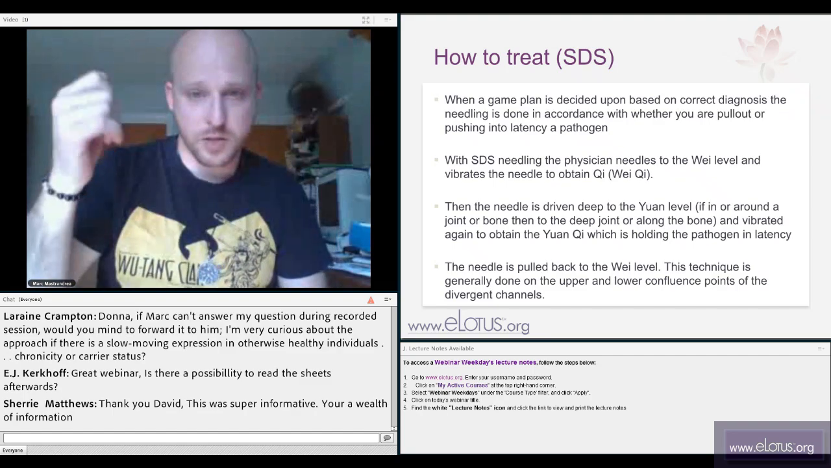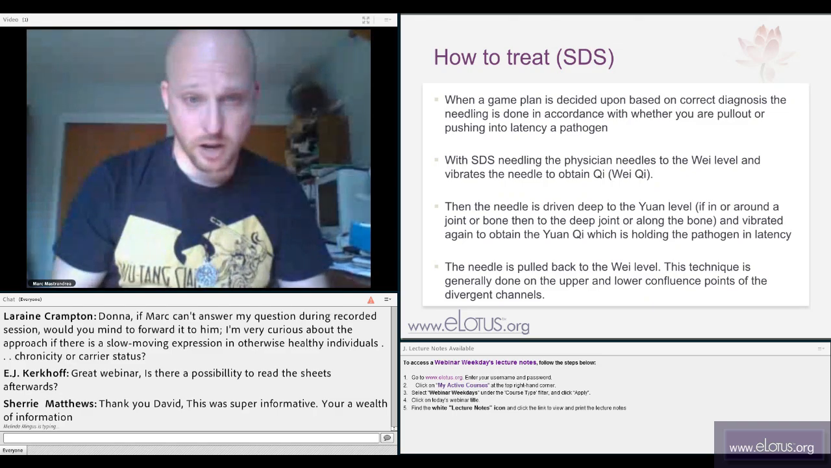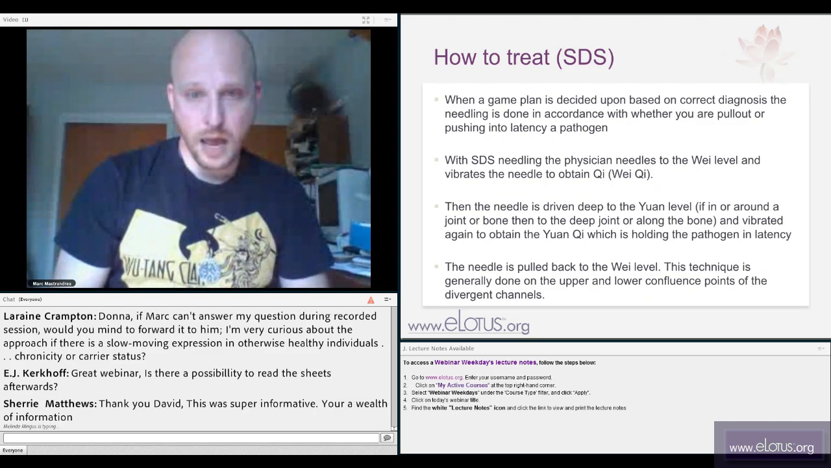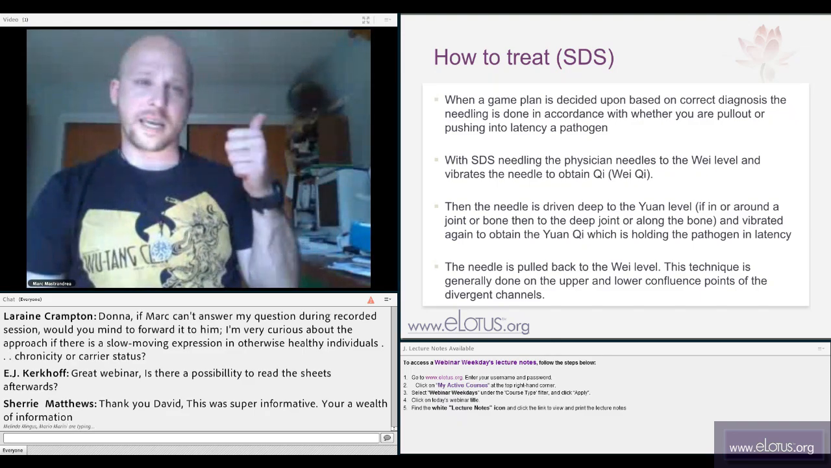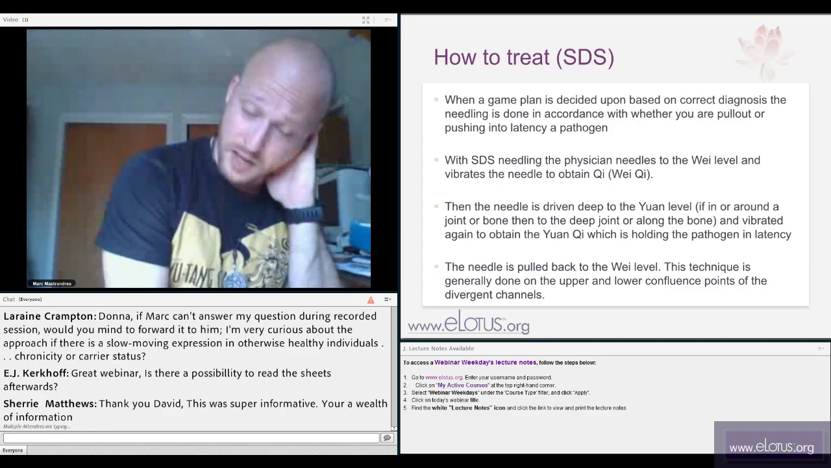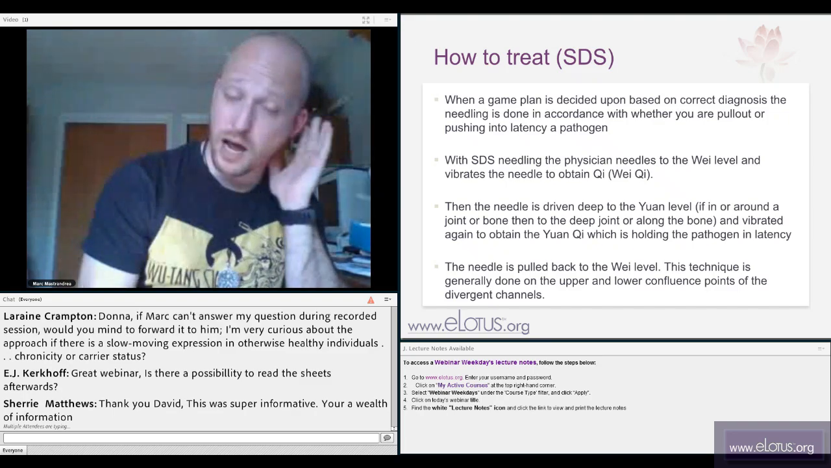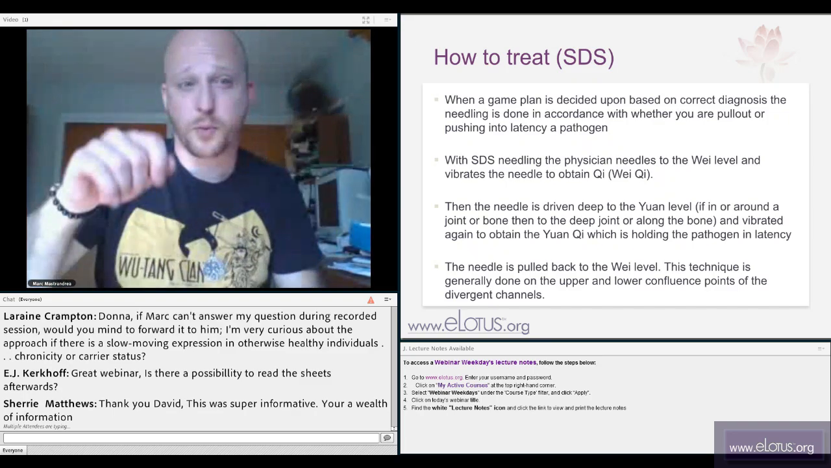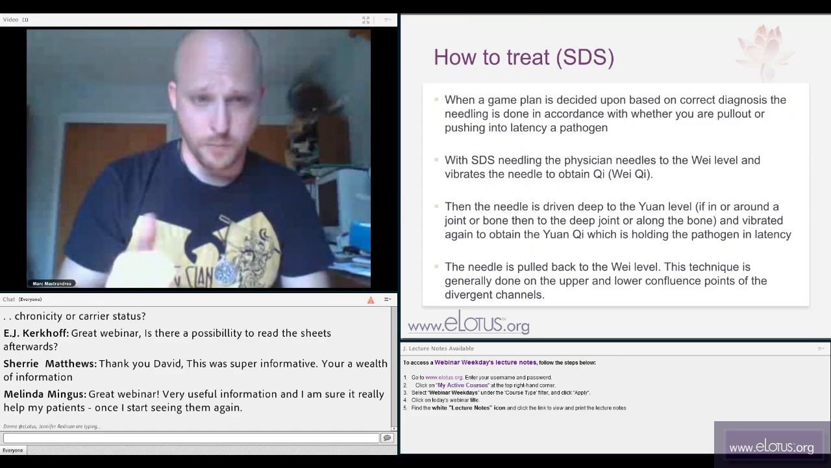The needle is then pulled back out to the wei level, as I said, and this is generally done with the upper and lower confluence. The technique is generally done on the upper and lower confluence points that open that channel. So what do I mean by that? Bladder, kidney, upper and lower confluence points, bladder 10, bladder 40. You want to at least use that needling technique if you're going to be pulling things out on those two confluences. You can do them on points in between, but you don't have to. But those very specifically are important.